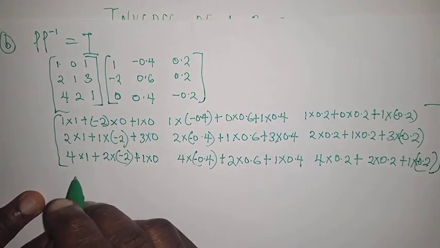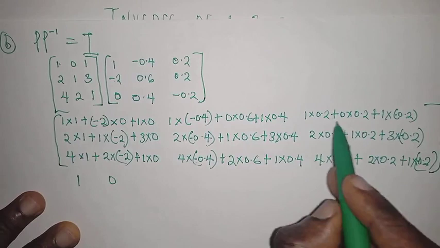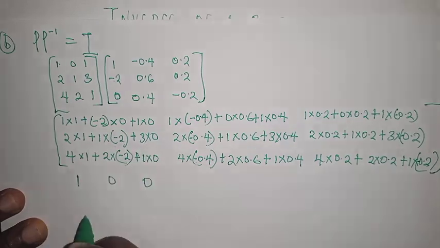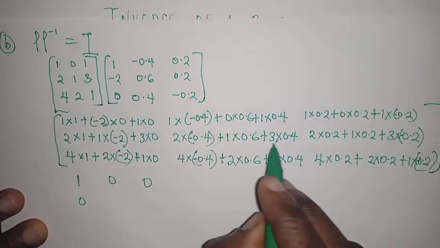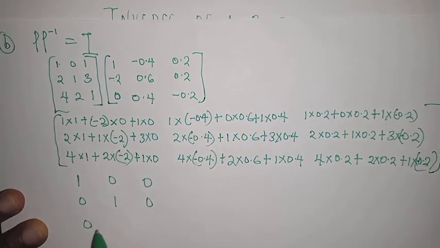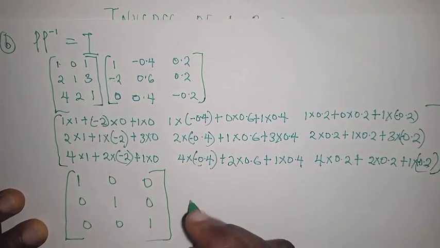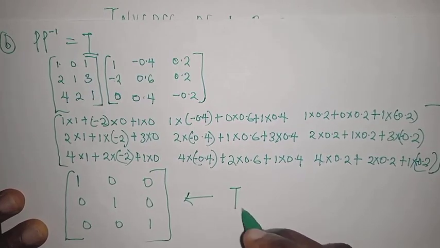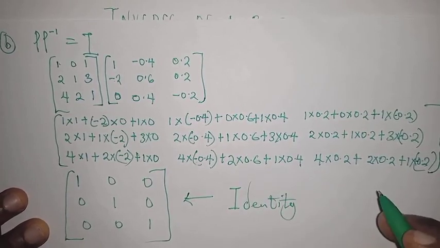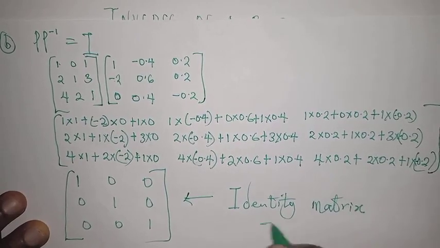So finally, 1 times 1 is 1. This is going to give us 1. Since we're multiplying by 0, it's going to give us 0. Since we're multiplying by 0, we're going to get 0 here. There's a 0 to be multiplied by, so we're going to get 0. While this is going to give us 1. This is going to give us 0. This is going to give us 0, 0, 1. So at the end of the day, this is an identity matrix. That's what we call an identity matrix. So we've been able to show that when a matrix is multiplied by its inverse, it gives us an identity matrix. Yeah, so that's it.